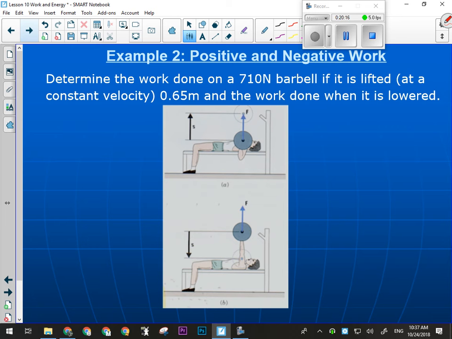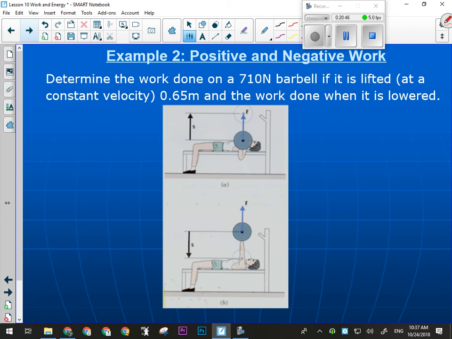This is a weird one. I just finished telling you a few minutes ago that work and energy are scalar. And now I have a problem up here that says positive and negative work. Do those two ideas contradict each other? They seem to. But here's the thing. What we mean by positive and negative work has nothing to do with direction. It has to do with whether you're giving the energy or taking the energy.